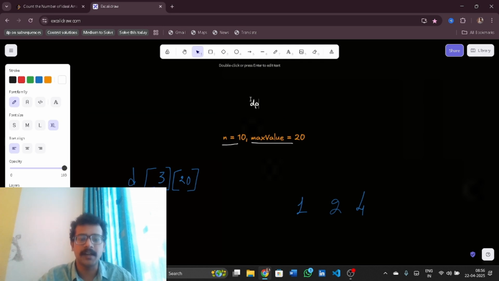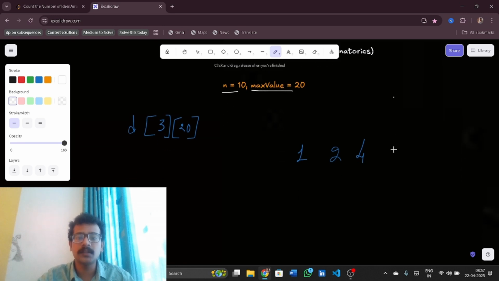The first thing is DP and the second thing is the stars and bars concept in combinatorics. Let me go with the solution first. Now n is 10, maxValue is 20.